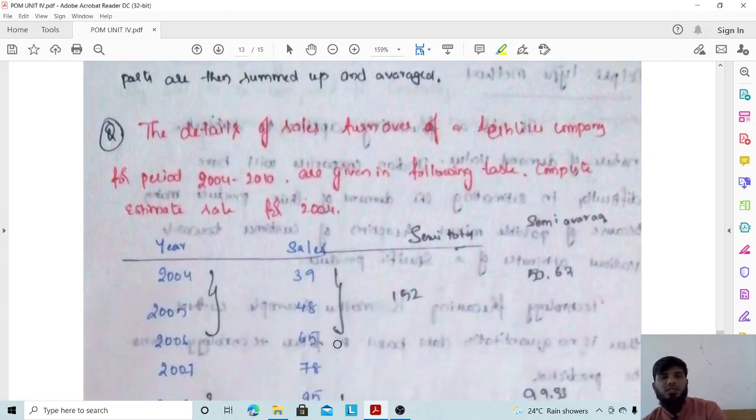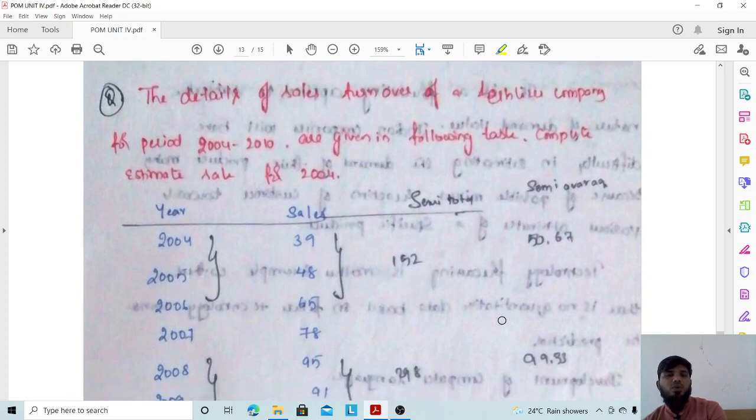So initially let us take the data how they have given. This is the data. Average means, as you know, the sum of all the terms divided by the number of terms. First they have given the data from 2004 to 2010, so I have tabulated all those values. The first thing is you have to do the semi total of this. What is the total you are getting here? This is 192.